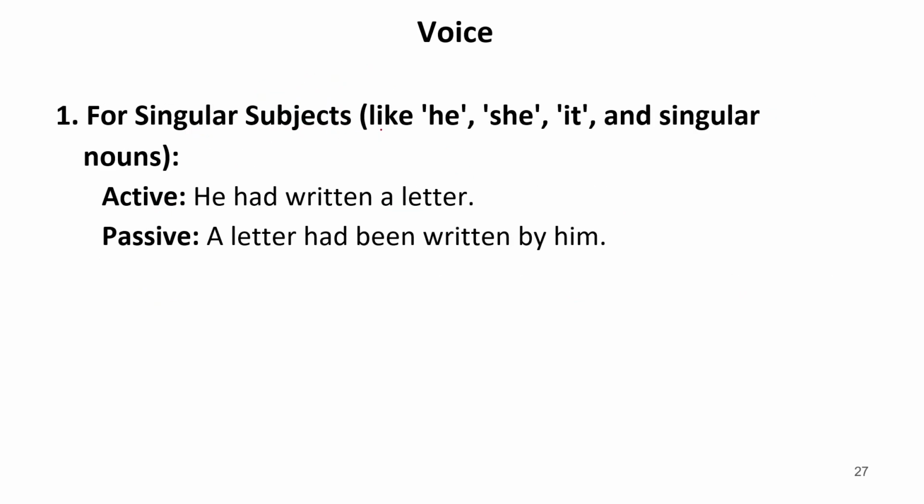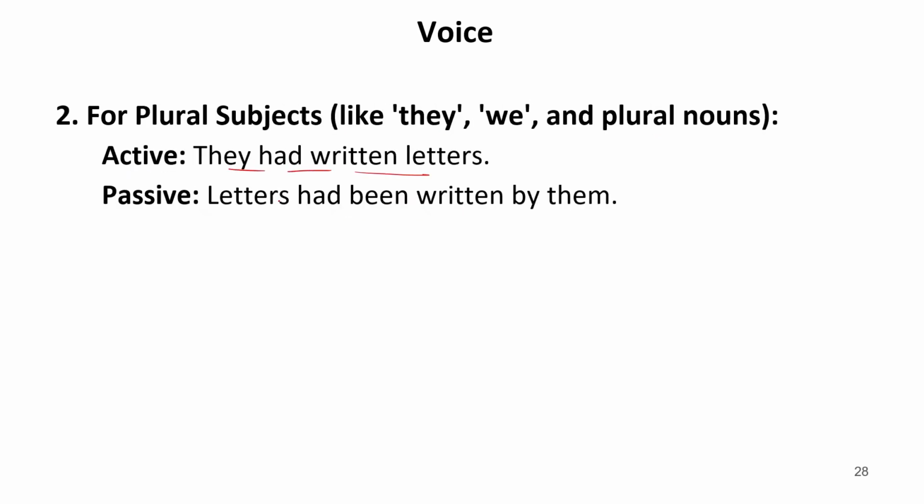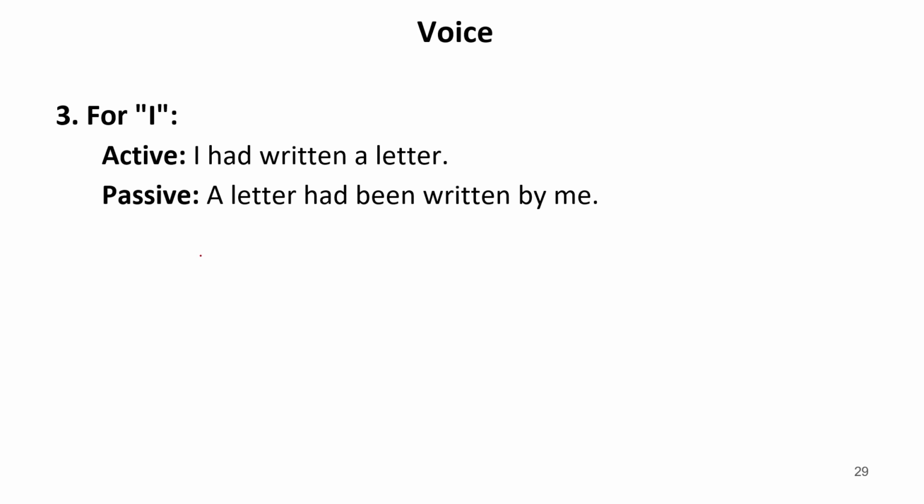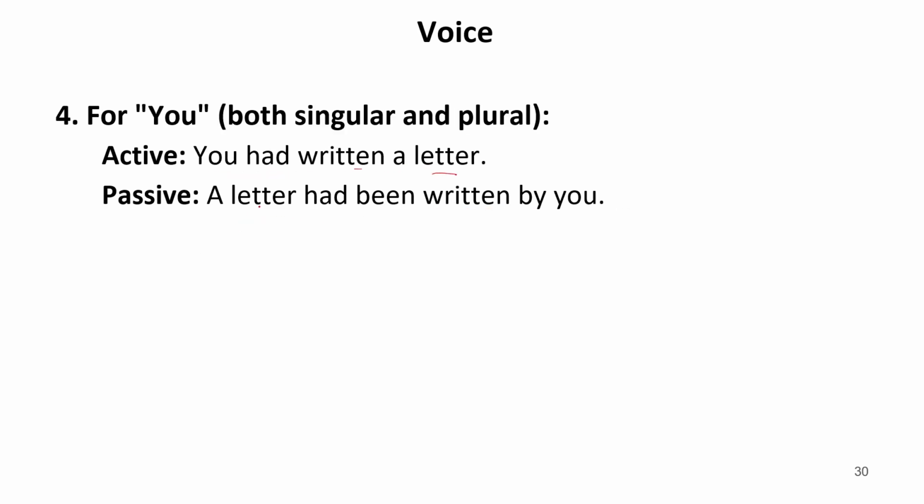Now for singular subjects like he, she, it, and singular nouns, active: he had written a letter. To convert this into passive voice, a letter had been written by him. For plural subjects, they had written letters. Now the letters are objects, should be there in place of subject. So letters had then been written by them. So the passive voice is: letters had been written by them. For I had written a letter, a letter had been written by me. You had written a letter, this will be converted like a letter had been written by you. So this is past perfect tense.